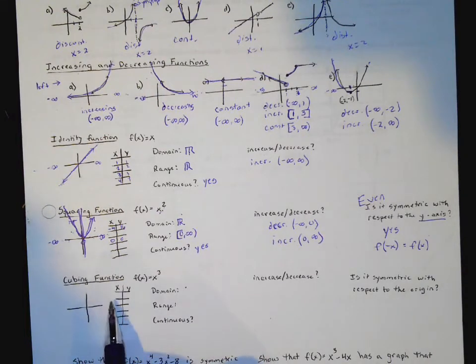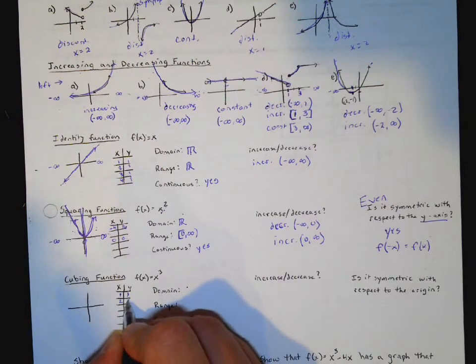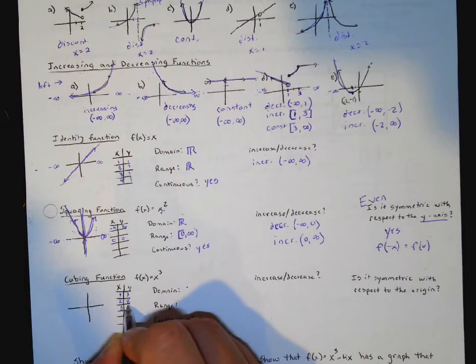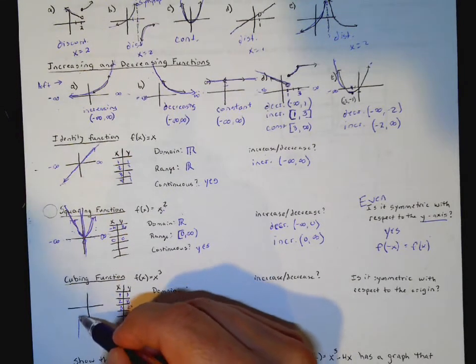Okay, a cubic function. If I take a number and cube it, okay, 2 cubed is 8, 3 cubed is 27, okay, etc. The cubic function looks like this.